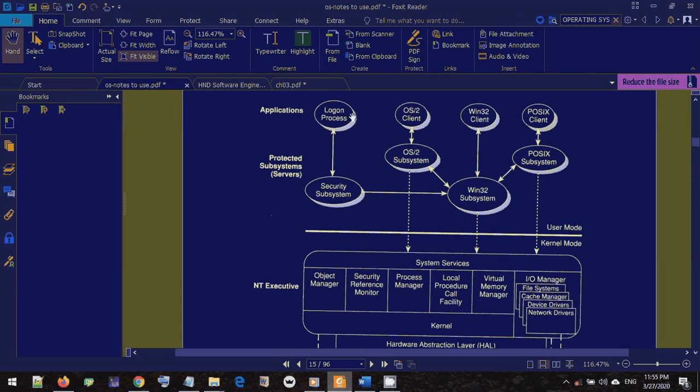An example of such a system is the Windows NT system. Now, this diagram indicates the Windows NT system where we have several applications. We have the logon process. The logon process will send a request in the form of a message to the security subsystem, which is also a server, and then it is going to be processed, and then the reply will be sent back to the logon process for it to continue.